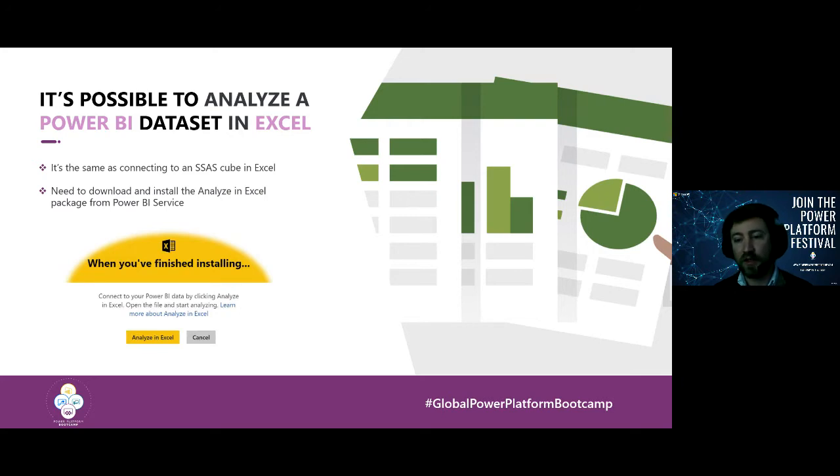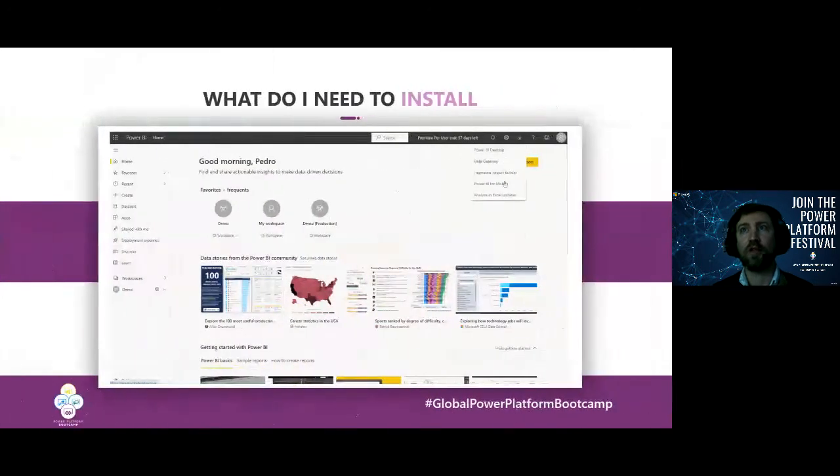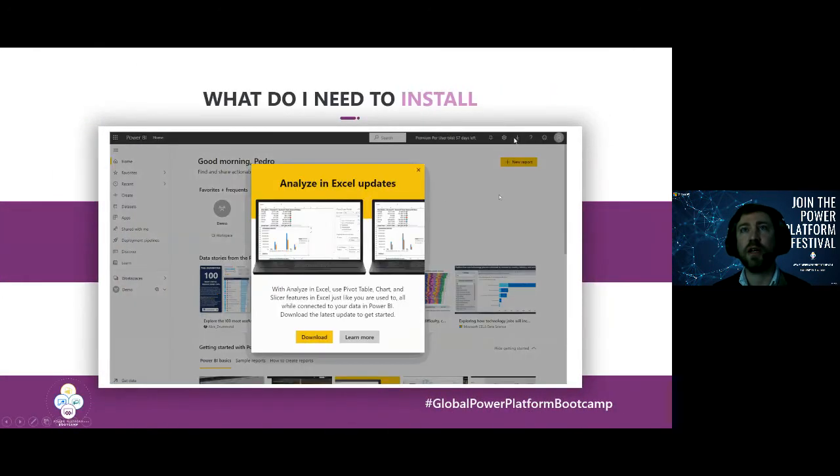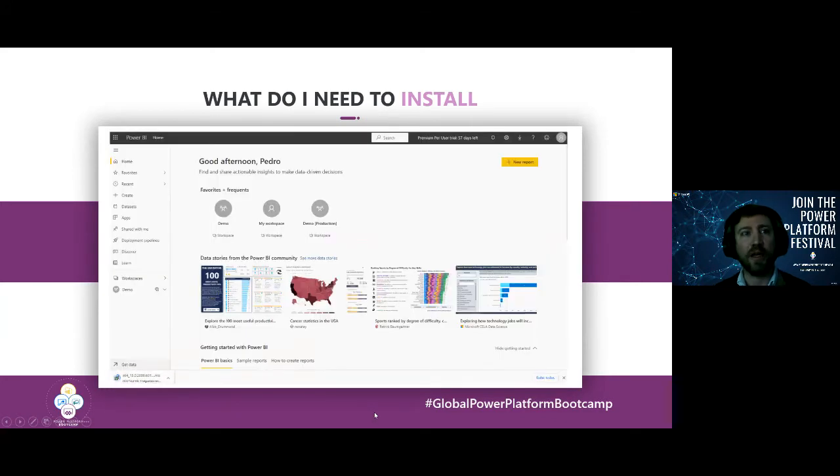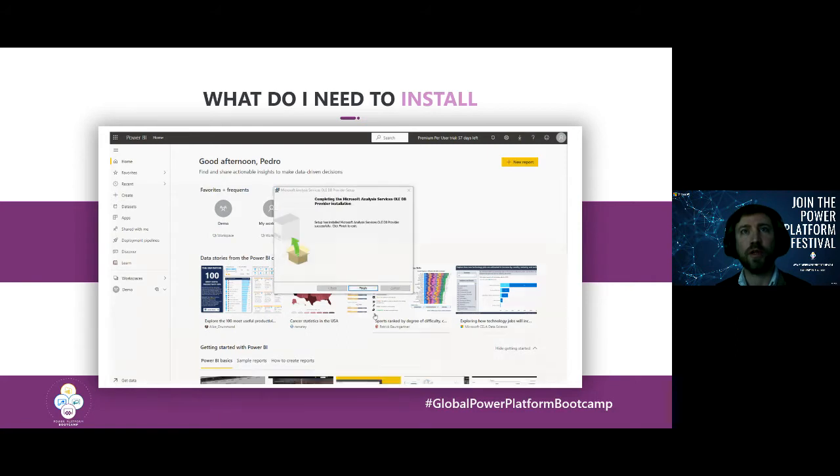It's basically the same as connecting to an Analysis Services Cube, SSAS Cube. You just need to download and install a plugin, a package from Power BI Service. The steps to do it, very quickly: you download here, you install the Analyze in Excel updates. It downloads a package, you just open it up, you install it, complete the OLEDB provider, and then you will be good to go.